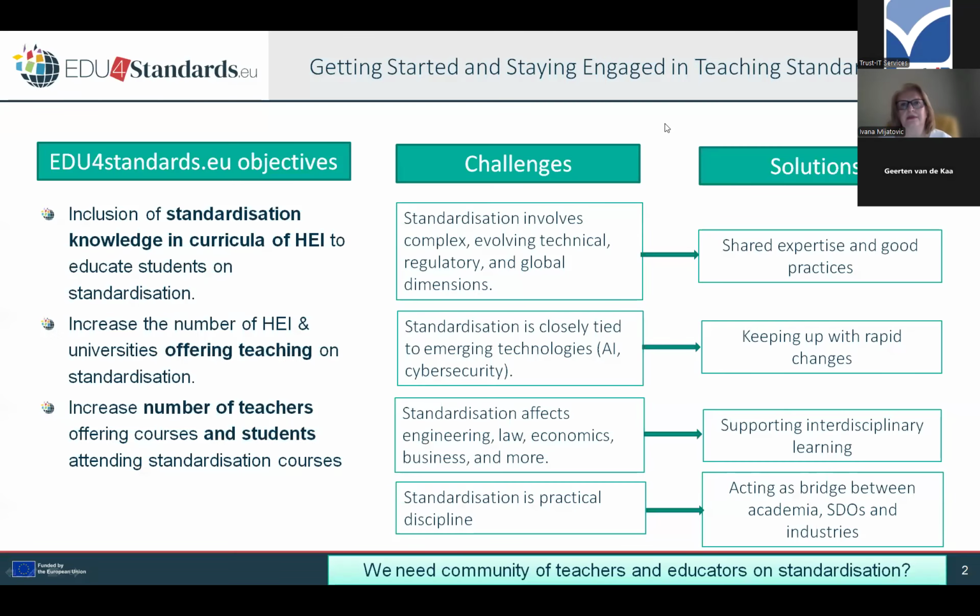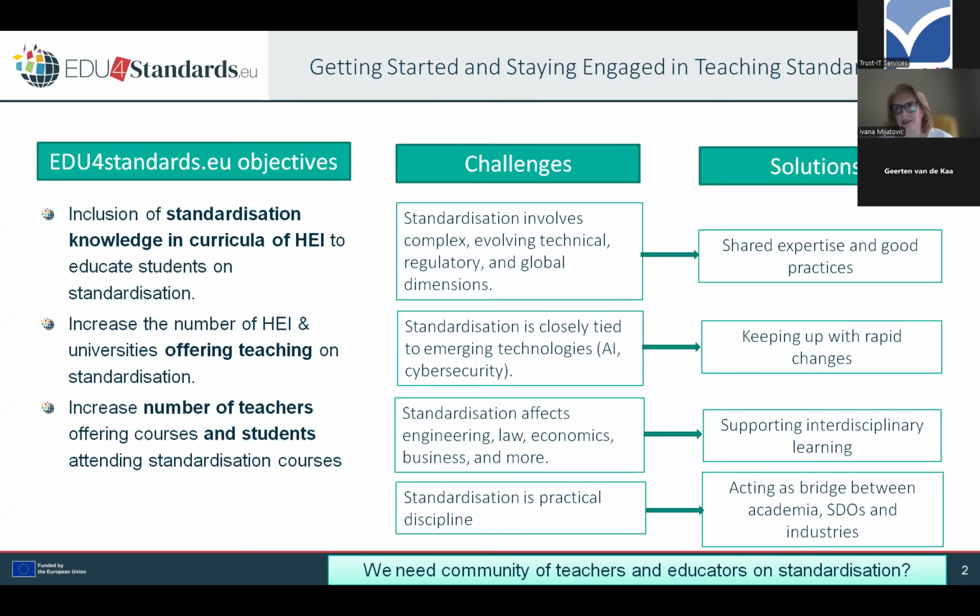But first, I would like to point to the objectives of EDU4Standards. Mainly, our project is focused on the inclusion of standardization knowledge in curricula of higher education institutions. We are focused on increasing the number of higher education institutions and universities offering teaching on standardization, and increasing the number of teachers offering courses and students attending those courses. However, to fulfill these objectives, we have certain challenges.